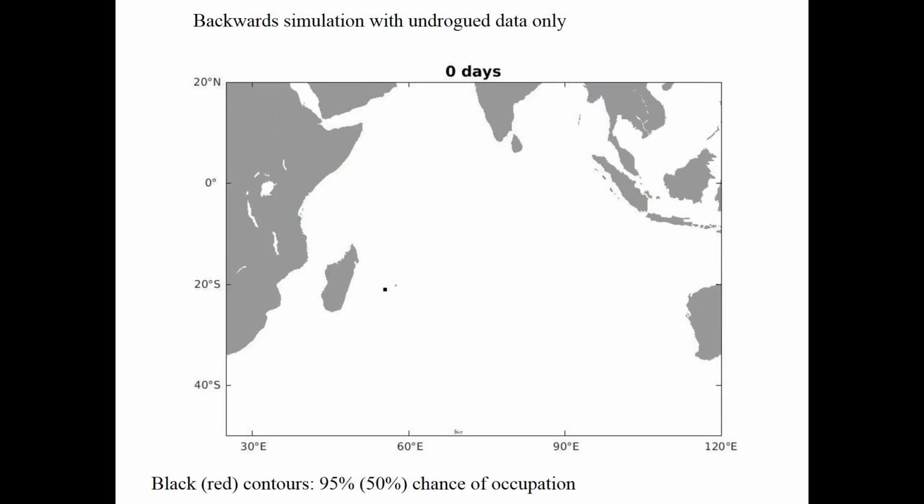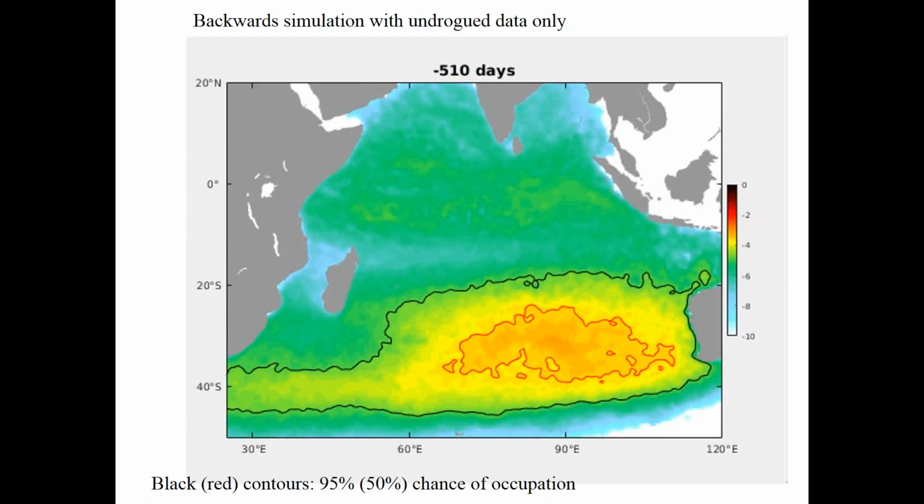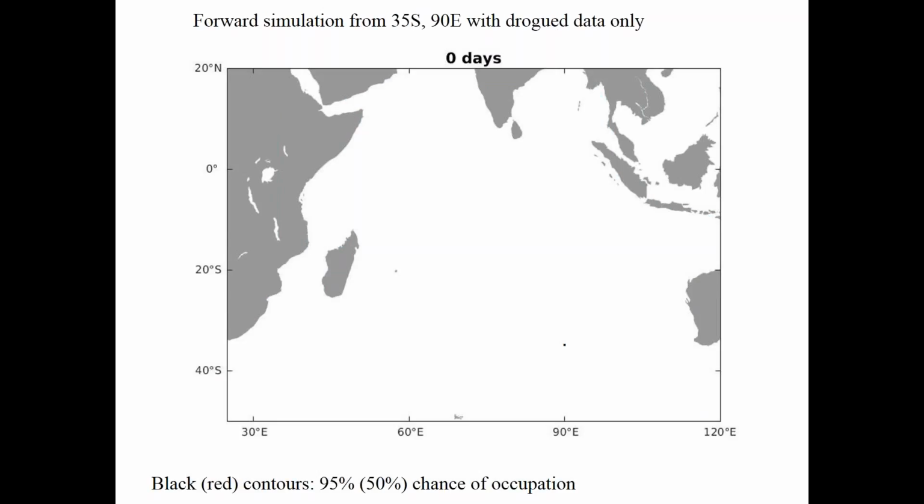But we did the same exact thing with undrogued data, and that's what we find. Right in that arc. The arc cuts right through the highest probability that the debris originated from that spot. We can do this the other way as well.